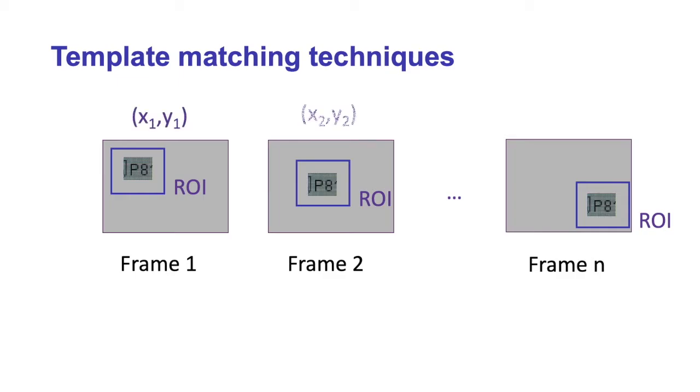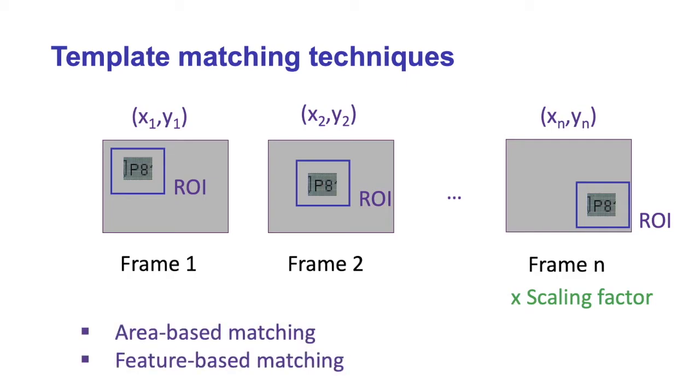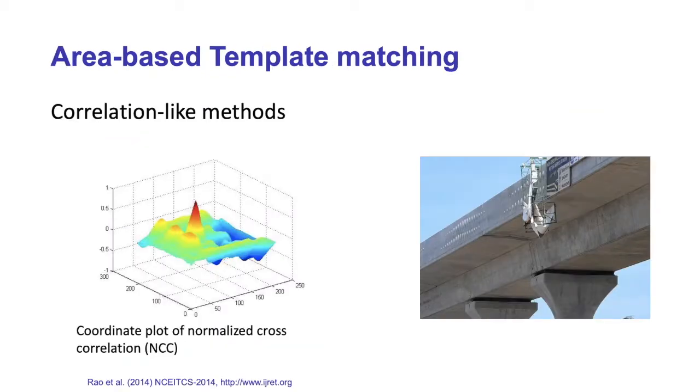The displacement of the template is measured based on the pixel coordinates and converted into a physical displacement by means of a scaling factor. Template-based techniques can be generally classified as area-based or feature-based. Area-based template matching techniques are also known as correlation-like methods.